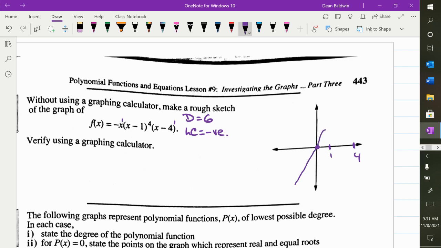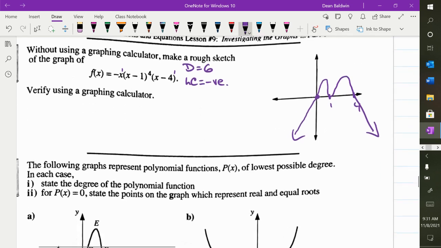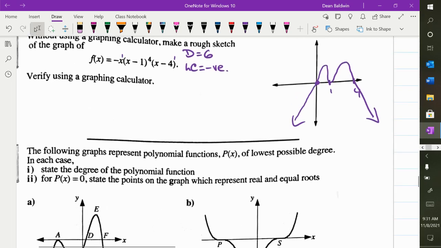Right through. At 1, we get a bounce because it's even. And at 4, we pass through again. Again, I don't care how high the bumps go because that's more of a calculus problem, so we're not going to worry too much about that. Okay. Is that okay? Yeah?